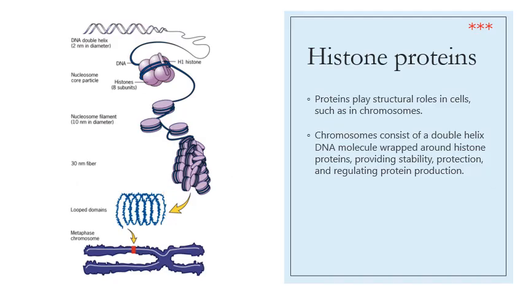So histone proteins are an example of a protein used in our body. These proteins play a structural role in cells and are important for the condensation of our chromosomes. So the compaction of our chromosomes is achieved by having our DNA wrap around them and then compact further into our chromosomes. Chromosomes consist of double helix DNA molecules wrapped around what's called a histone, these little circular discs.